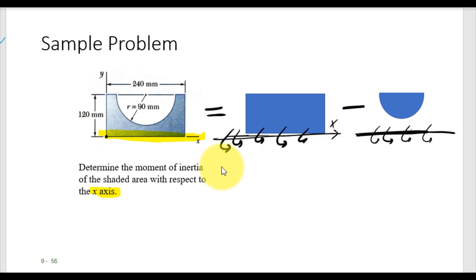Okay, sample problem. So what we're going to do is determine the moment of inertia of this shaded area with respect to this yellow x-axis. And you can do this in parts. So first we're going to get the inertia of just the rectangle around the x-axis. And because the semicircle is a hole, we will subtract off the inertia of the semicircle around the axis. These are common shapes, so let's jump over to the tables.